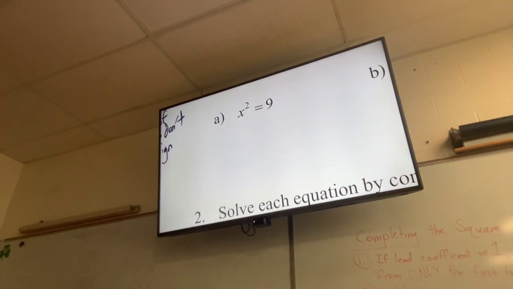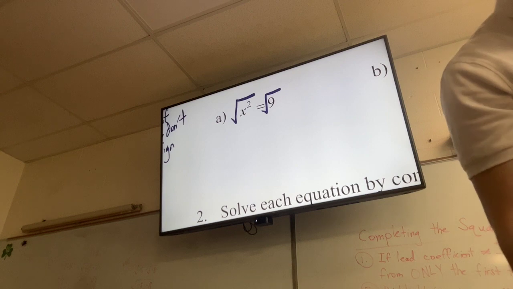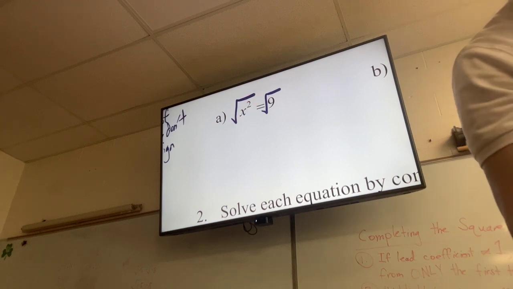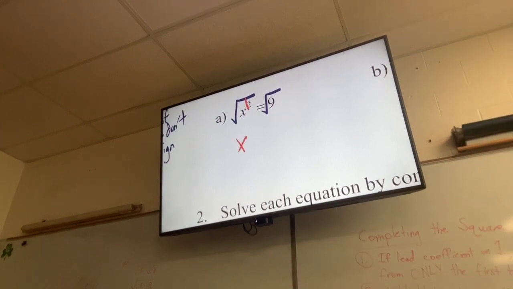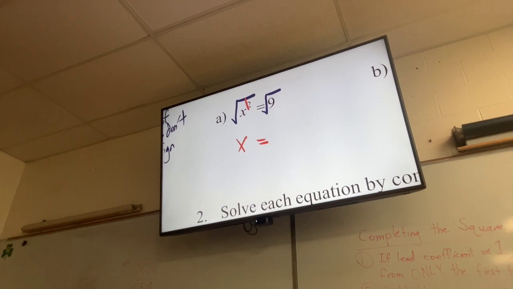So I'm going to do the square root of x squared equals the square root of 9. What's the square root of x squared? Let it be known that the square root symbol and the exponent of 2 cancel each other out. Boom. So on the left, we just have x. On the right, that equals what? Plus or minus 3, yep.